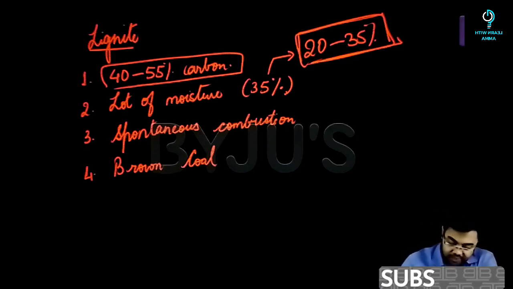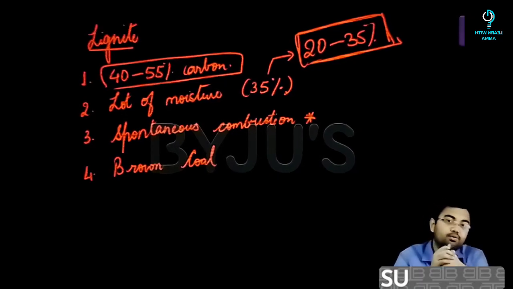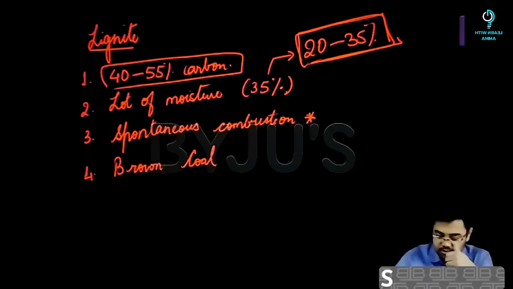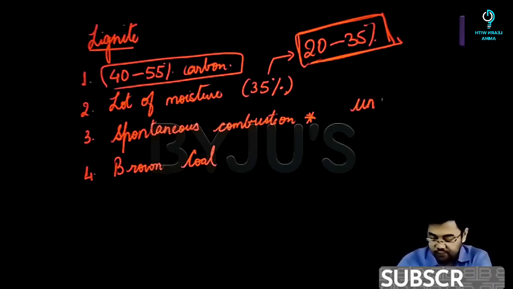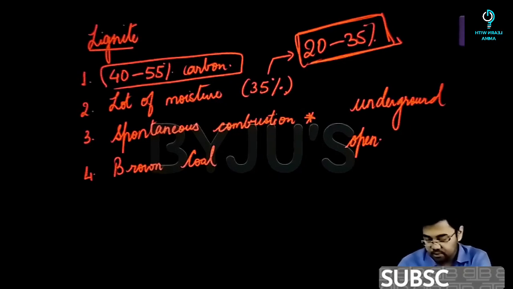Then one major problem that is associated with lignite is spontaneous combustion. Now what it means is that it has a higher capacity to cause a fire accident in a given coal mine. So, coal mines basically are of two types. One is underground and the other one is called an open cast mine.